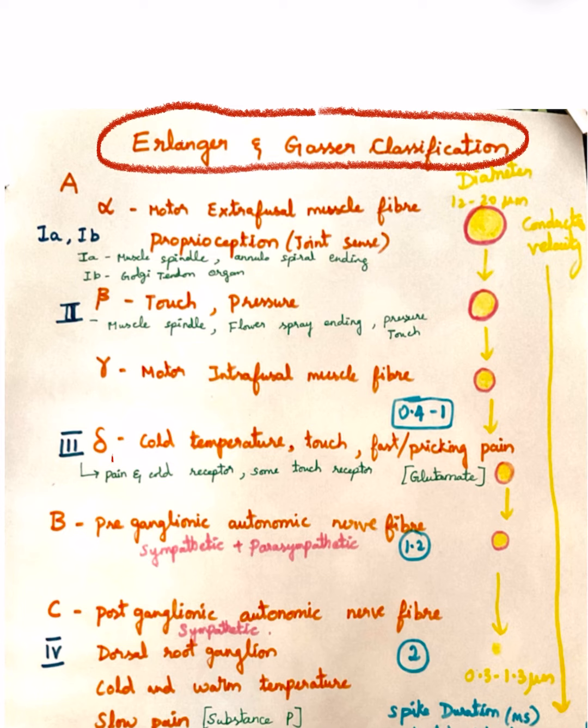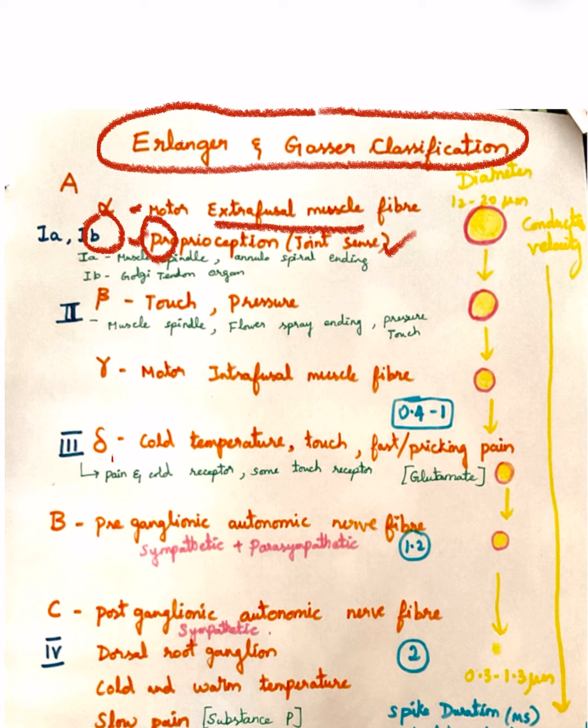The A alpha is concerned with the motor extrafusal muscle fibers and proprioception. These are the sensations carried by the A alpha nerve fiber. This can be remembered as the alpha male or female is a person who is stronger, that means the alpha persons have more joint movements. So the A alpha nerve fiber also carries the extrafusal muscle fibers and the joint sense, which is also called proprioception. And in case of numerical classification, 1A is for the extrafusal muscle fibers and 1B is for proprioception.